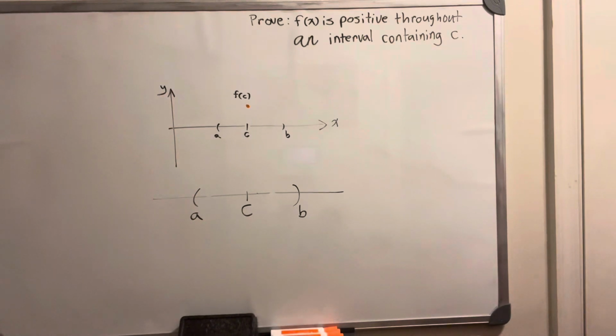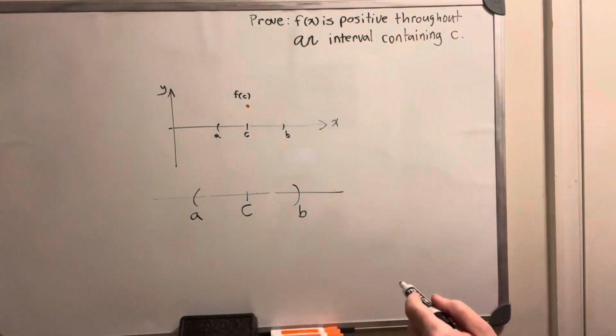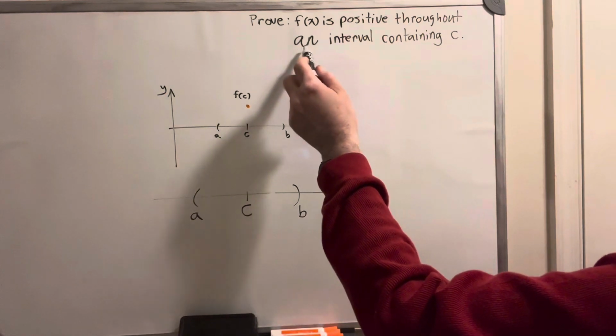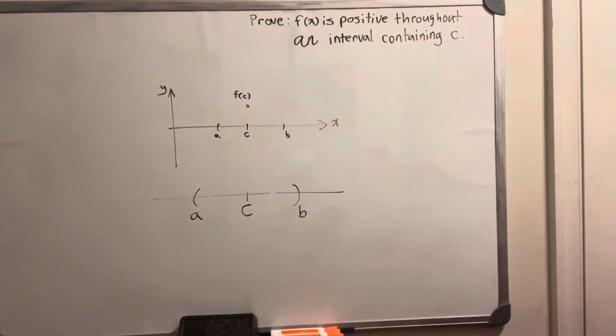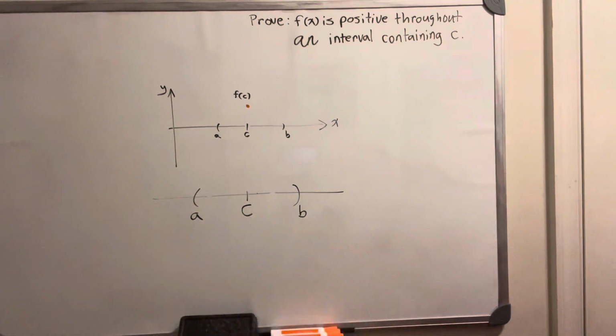These are the exact words from the problem statement, and if you look closely, you'll see that I tried to emphasize something with italic text. It's a detail that I think is important. We're supposed to prove that f of x is positive throughout an interval containing c. The problem did not say it's positive throughout the same interval.